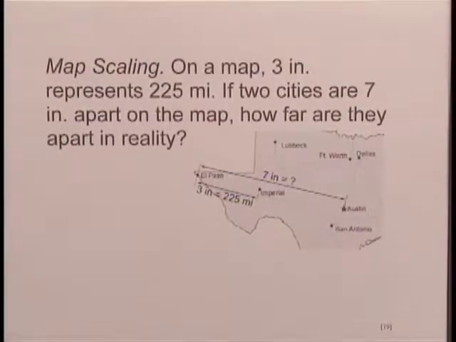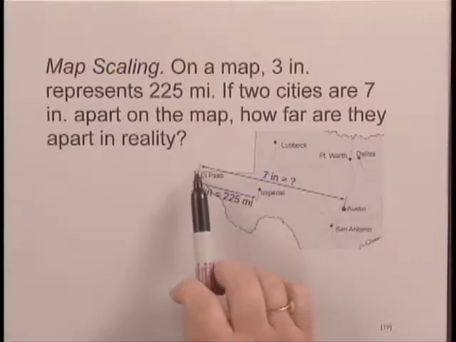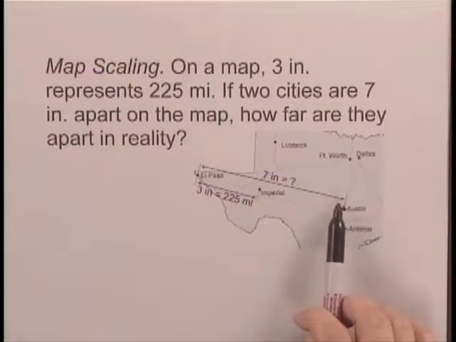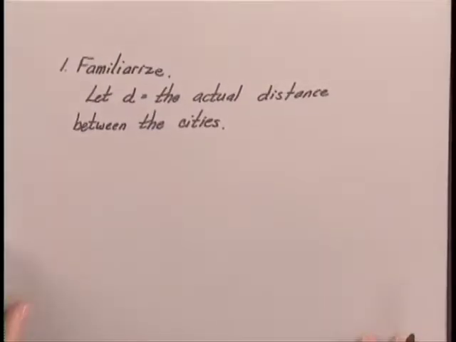We can familiarize ourselves by looking at the map and also knowing that since 7 inches is more than twice 3 inches, the distance for the 7 inches has to be more than twice 225 miles. So we can even make a guess on this. We also want to define a variable. We are asked how far they are apart in reality. So let's let D equal the actual distance between the cities.